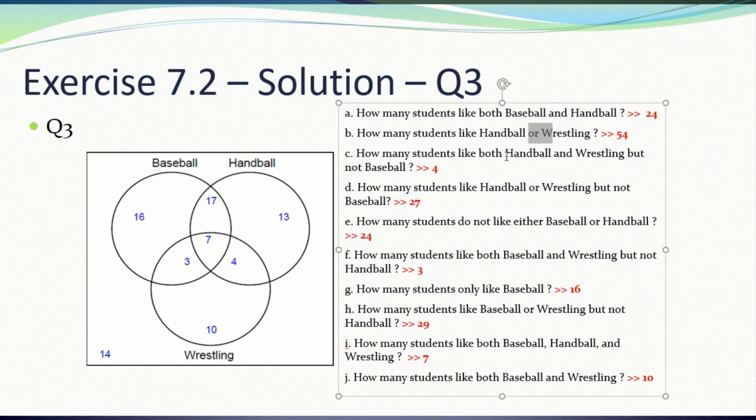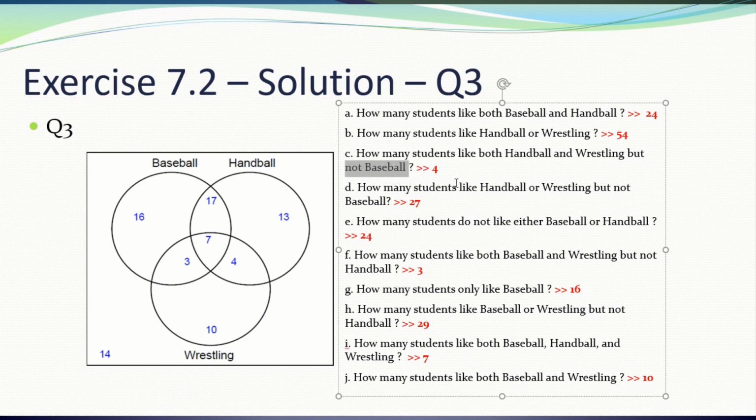How many students like both handball and wrestling? Handball and wrestling is this part, but they say but not baseball. So handball and wrestling only makes it 4. So the word only and the but not make a big difference. If they just say and, you want the whole thing. But with but not and all that, it is not the whole thing anymore.